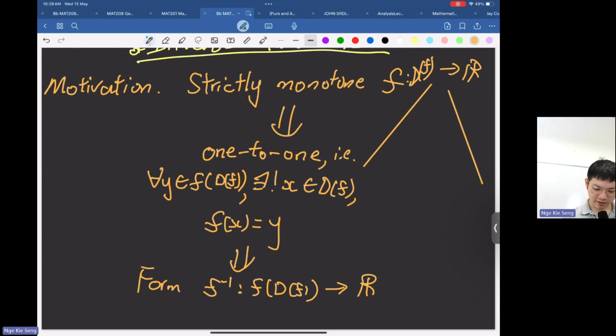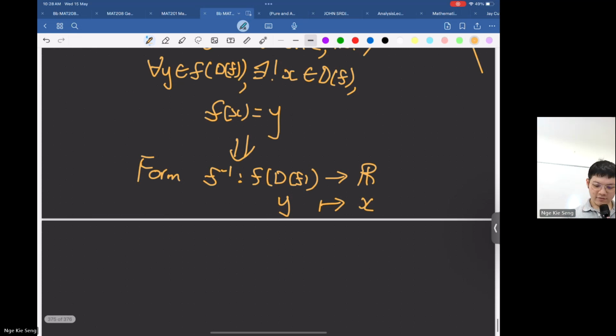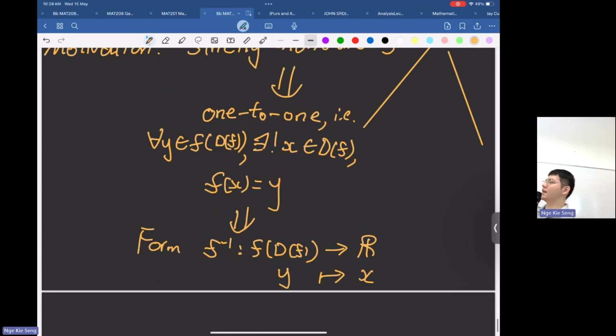So how do we do this? We take one y here and then we send it to x. Is this enough or not? Can I say it like this? Can I define my map like this? Why? No. If I write the map like this, do I define a map or not?